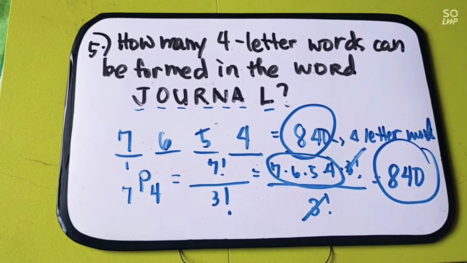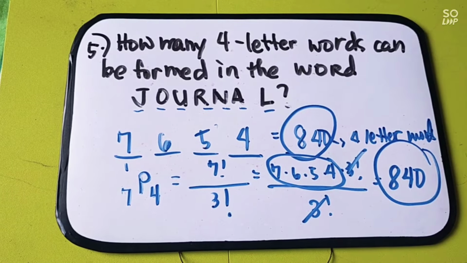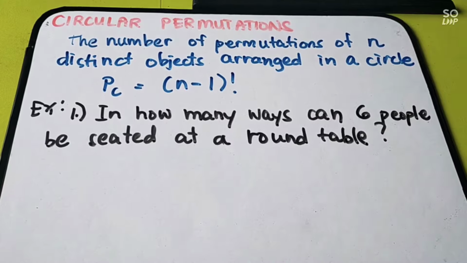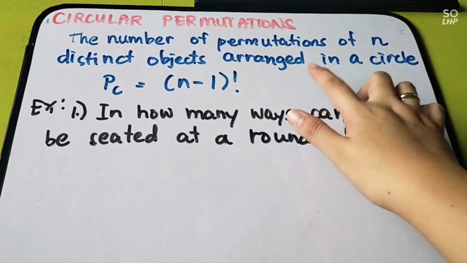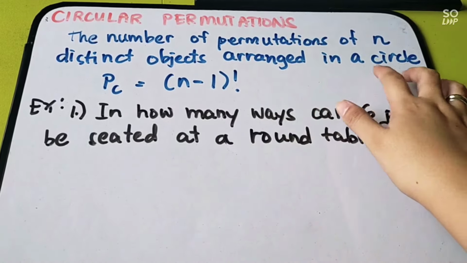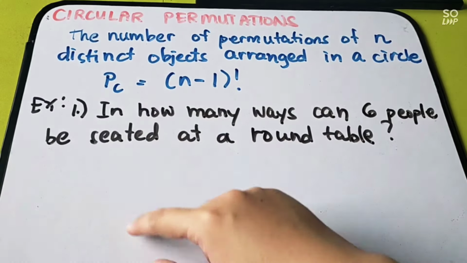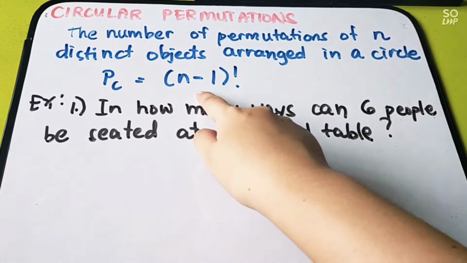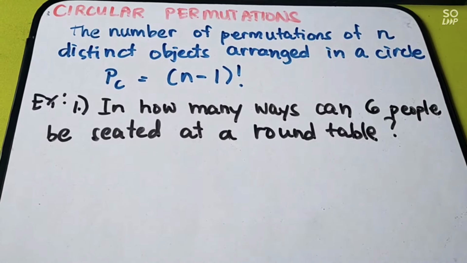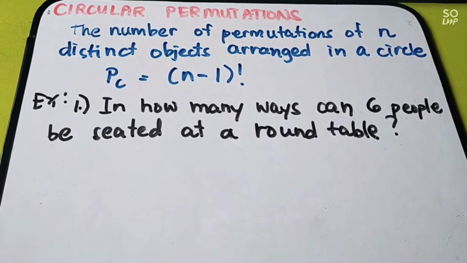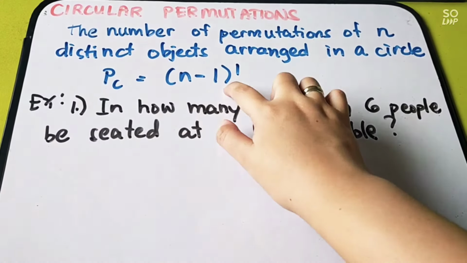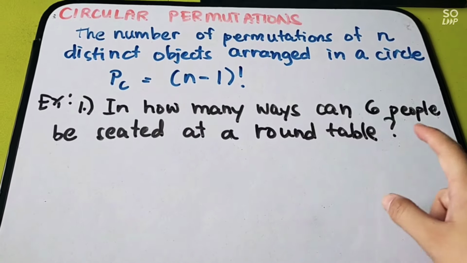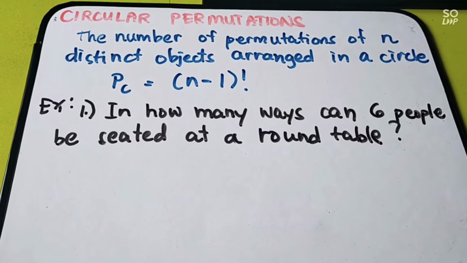Let's move with the circular permutation. The number of permutations of n distinct objects arranged in a circle, the formula is, we have the circular permutation is equal to n minus 1 factorial. So, yan lang yung ating formula. Object minus 1, then factorial. So, we have, in how many ways can 6 people be seated on a round table?